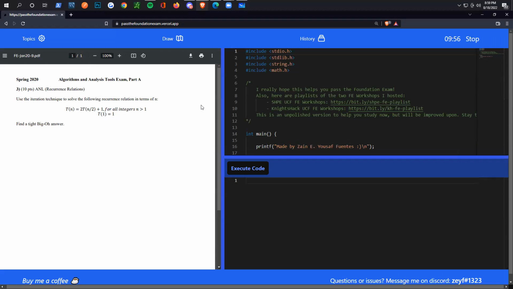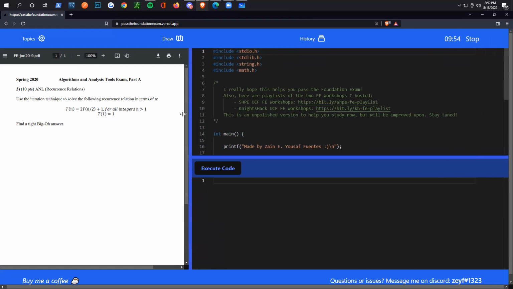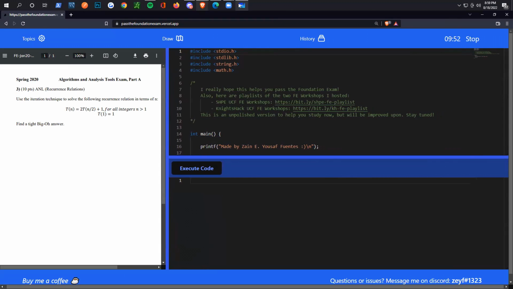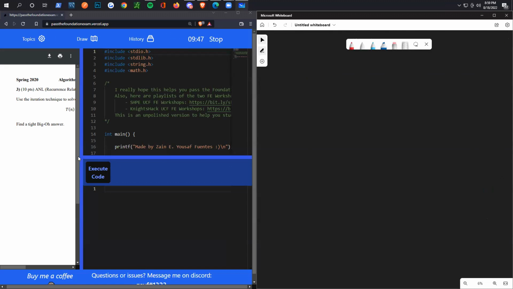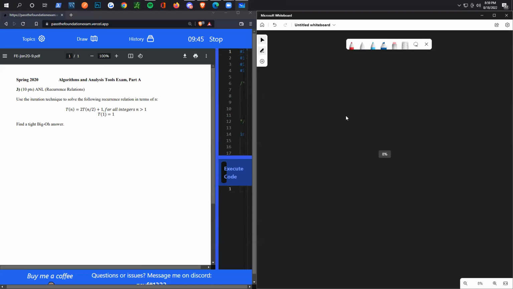So this one should be quick. I'll actually just start on it right now so you guys can see it, and we can move on quick. Okay, so T of n equals 2T of n divided by 2 plus 1 for all n greater than 1. Okay, so, oh yeah, and a base case as well.